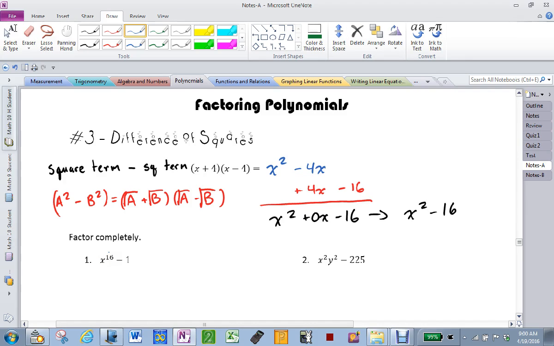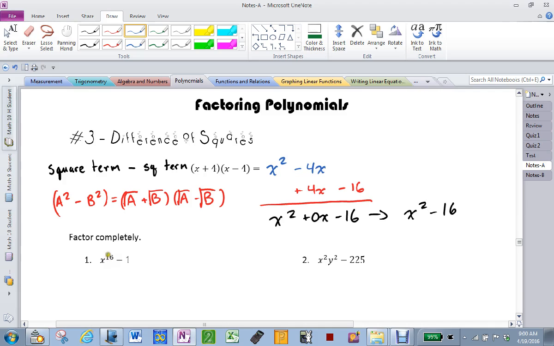It is indeed, yes. What is its square root? X to the 8th. Absolutely correct. Because x to the 8 times x to the 8, we add the exponents to get x to the 16. Everybody cool?